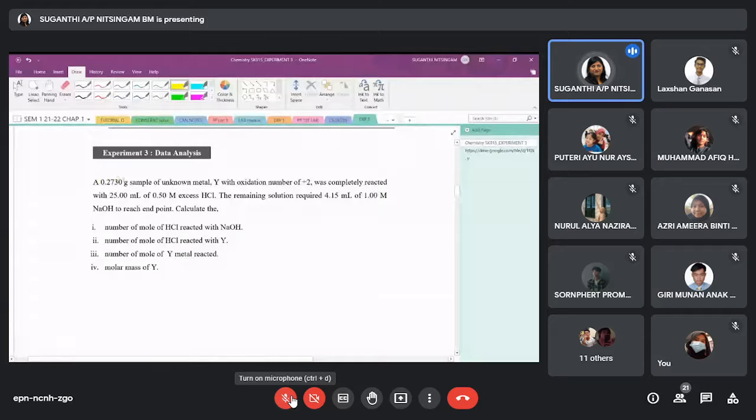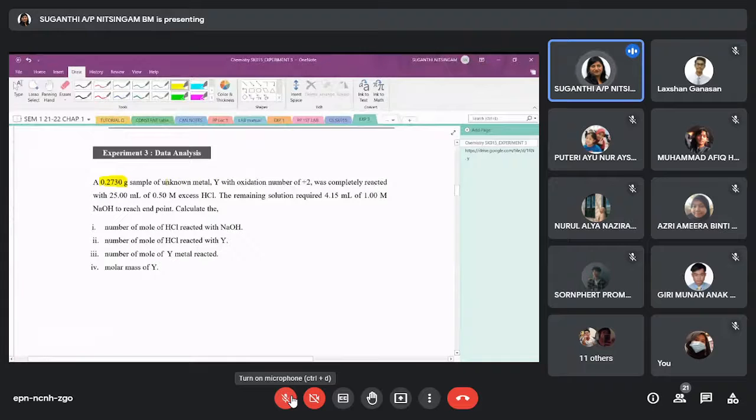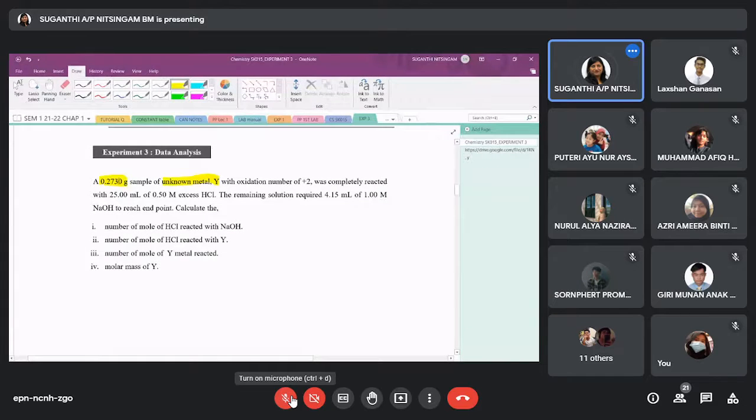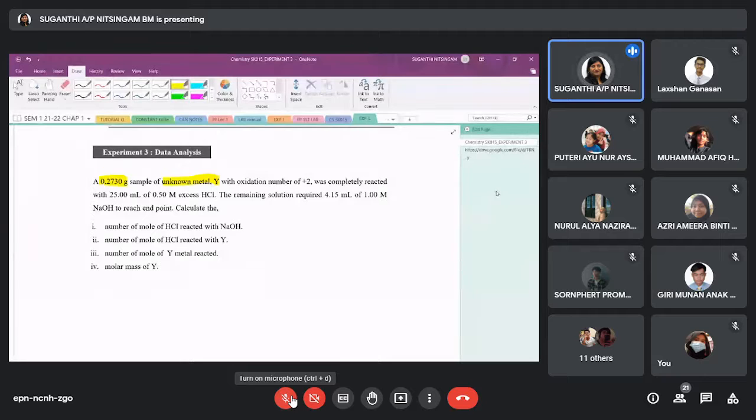Okay, so if you see a 0.273 grams of unknown metal. Macam mana kita dapat dia punya mass of metal? How did we get the mass of the metal? Apa kita buat untuk dapatkan mass of metal? Shazwina, how did we get the mass of metal? Kita timbang lah kan? Kita timbang guna apa? Analytical balance. Janganlah takut bila saya tanya dapat dari mana terus takut kan. Kita timbang lah guna analytical balance.